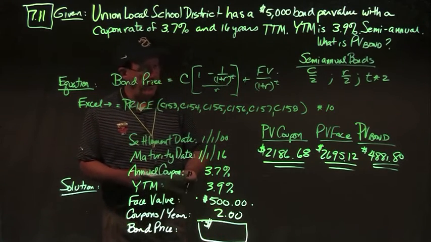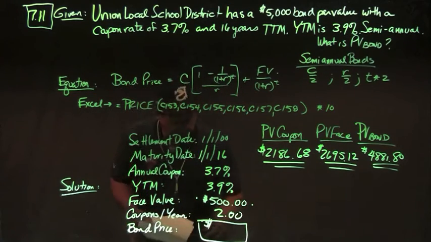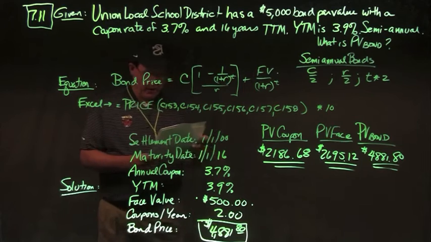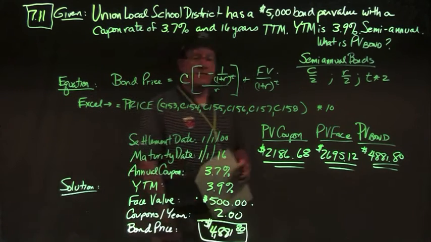2 coupons per year, and I should get the same answer. I should get $4,881.80 when it's all said and done. That's your answer to problem number 11.